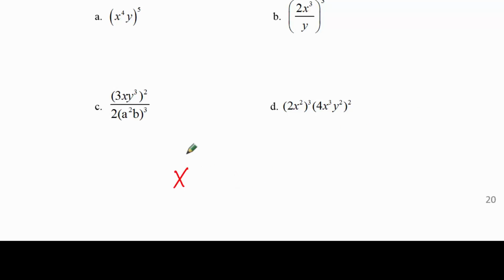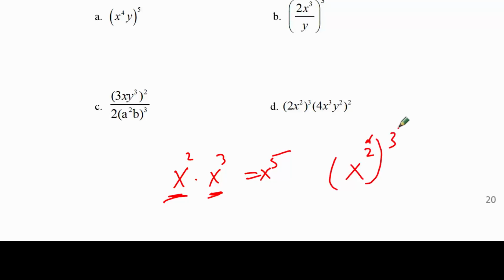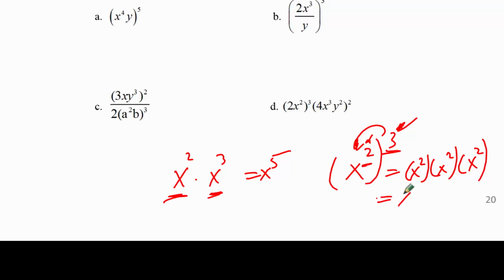When you are multiplying, that means there are 2 x's and 3 x's. Therefore, there should be 5 x's. When you're raising a power to a power, it's not saying there's 2 x's here and there's 3 x's here. That means there are 3 of this thing, which is x squared times x squared times x squared. It means there are 3 2's. 3 2's is another way of saying 6.